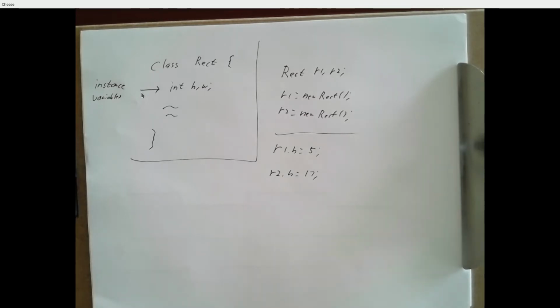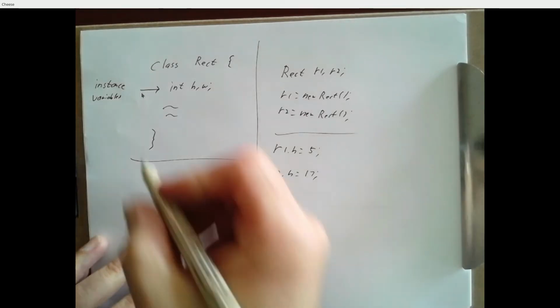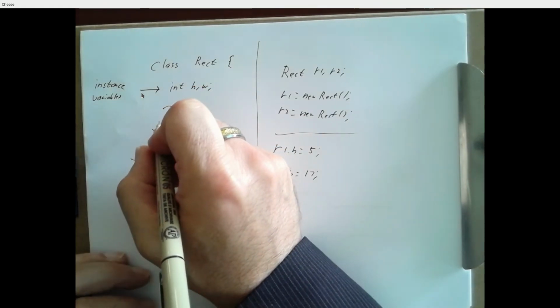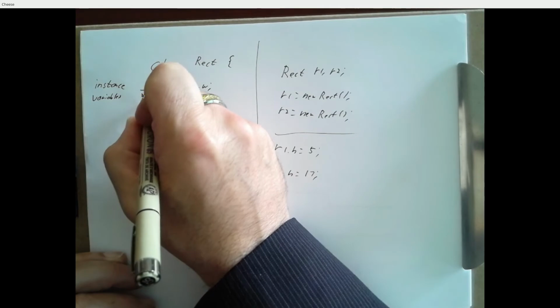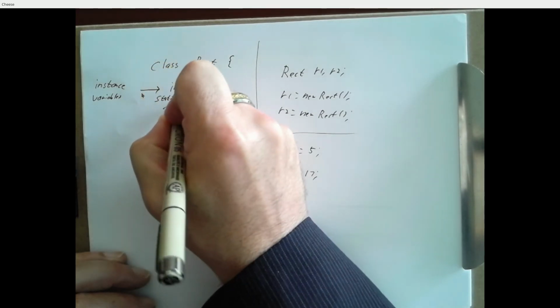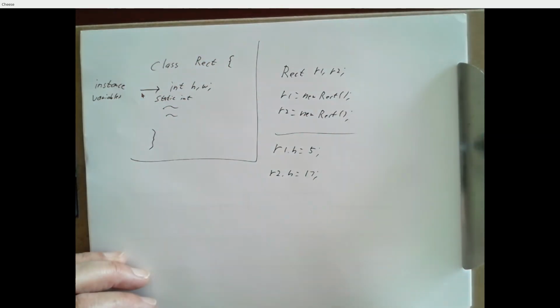There's a different notion of a variable, which is what we can call a class variable. And a class variable, this is something we're going to prefix with the keyword static. So static int, I don't know.